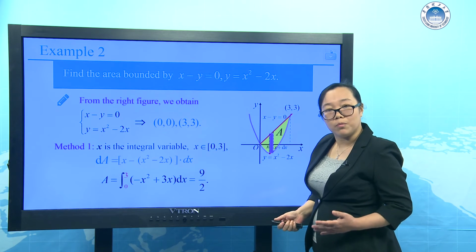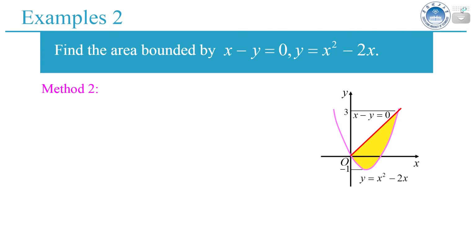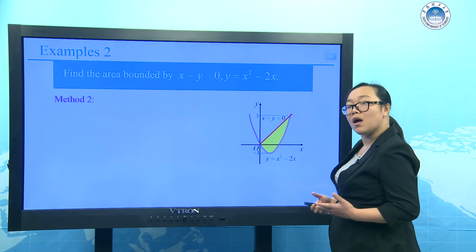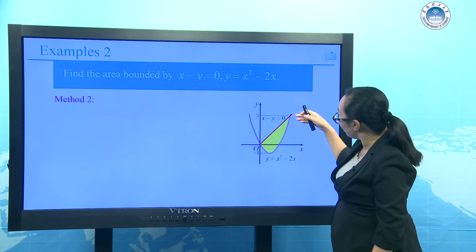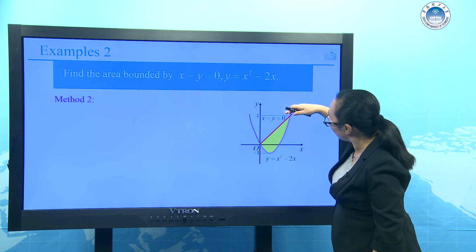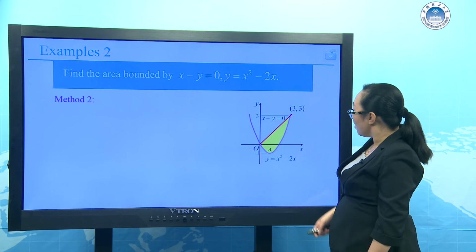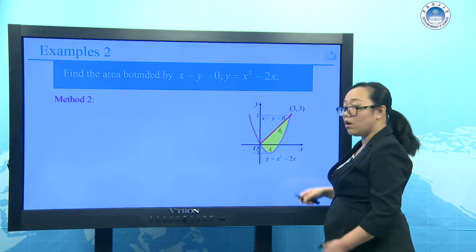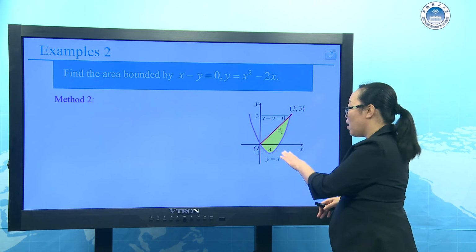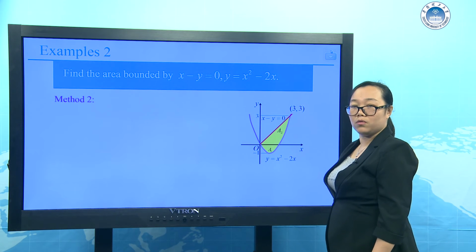How about variable y? So now look at method 2. y is our integral variable. So we can study what values are our c and d. This point equals -1. This intersection point corresponds to d equals 3. So now look at this: if this is our A1 and this is our A2, all the area A equals A1 plus A2. How to compute A1 and A2?